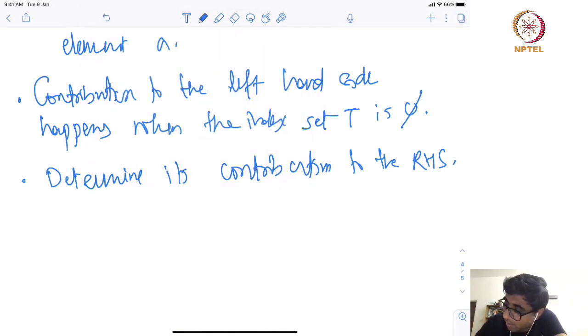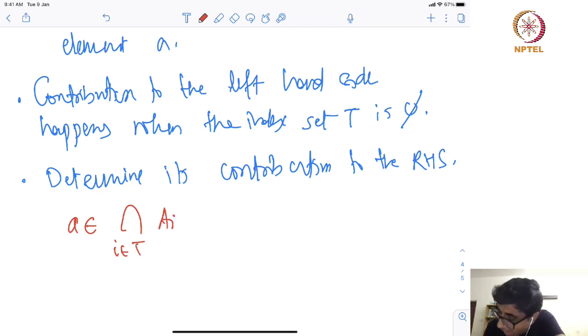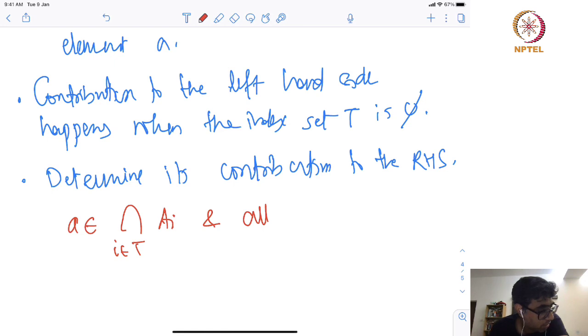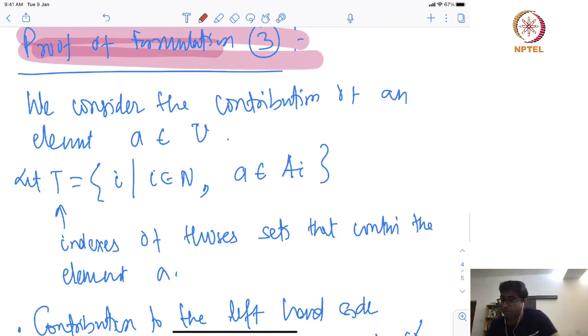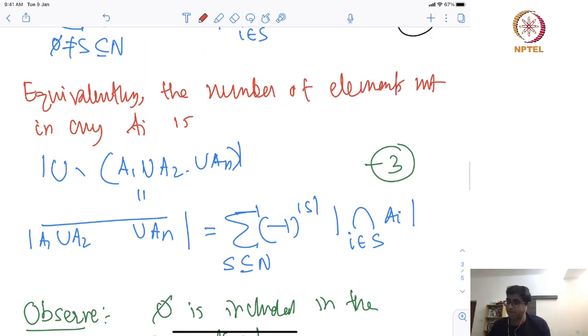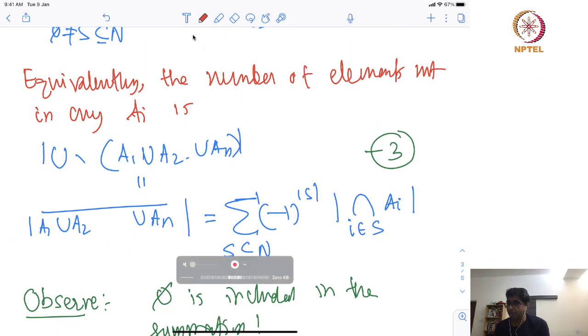So, A belongs to I in T, A_I, and all its sub-intersections. Notice, what is the right hand side? It is all these A_I, for all index sets, their subsets, their intersection.